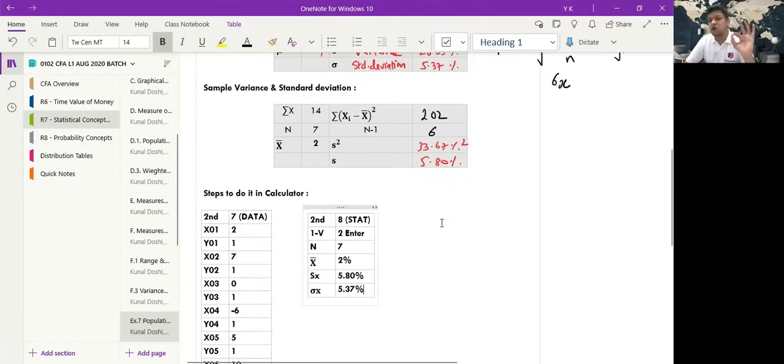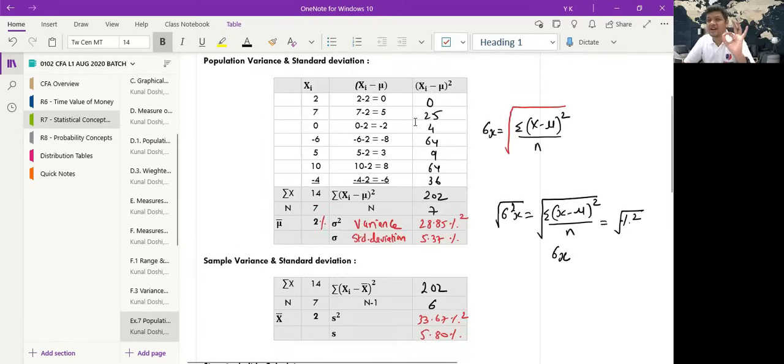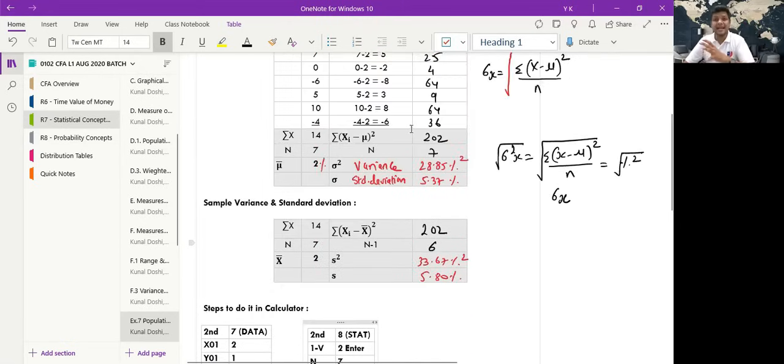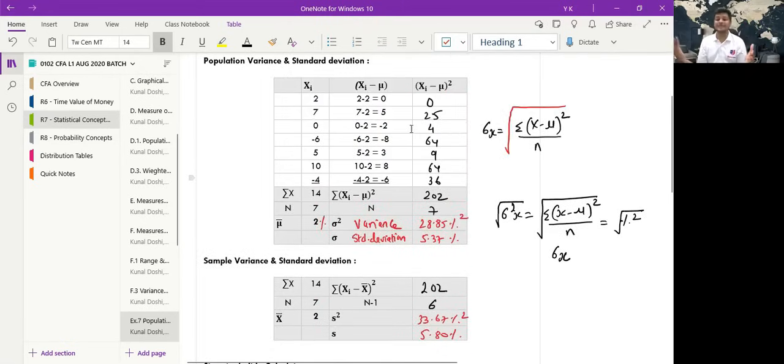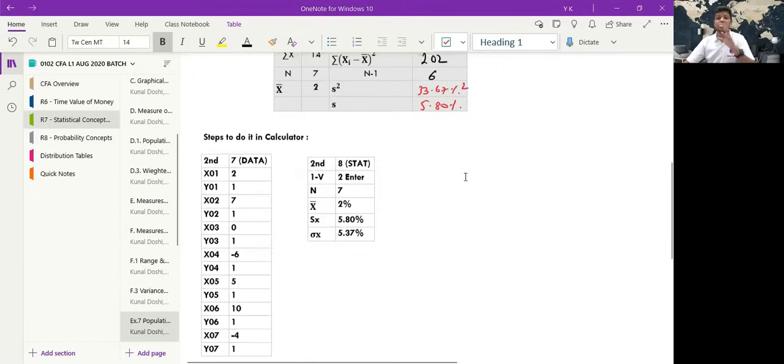You don't have to do all this manually. What we've done here, you don't have to do it. The reason I did is just to help you understand why do we do x minus x bar? Why do we do square? Why do we divide it by n for population? Why do we divide it by n minus 1? Are you with me, everyone? Yes, sir. Clear, everyone? But you don't have to do manually.